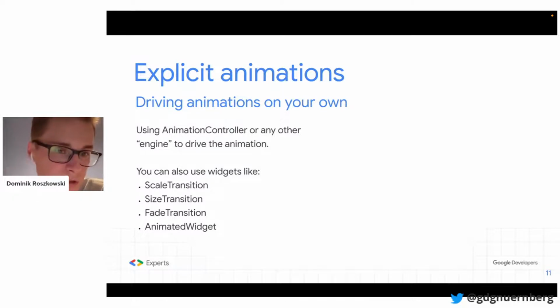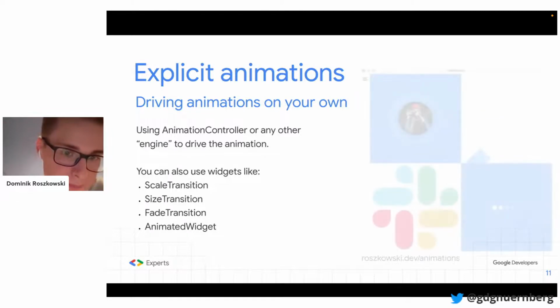And with the animation controller, you can use some built-in widgets like scale transition, size transition, fade transition, or the best of all of them, animated widget, which all of them will just use the animation controller to be aware when they actually need to rebuild the underlying widget, because you don't want to rebuild your widgets constantly. You just want to rebuild them when it's actually needed. So for instance, when a new frame needs to be rendered and the value of the animation changes.